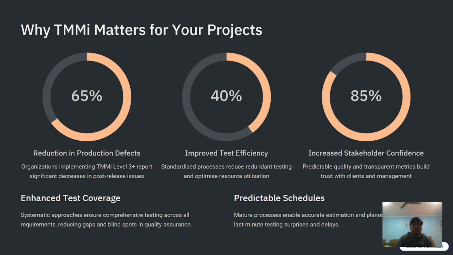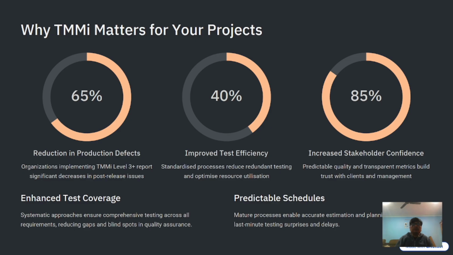Reduction in the production defects. Organizations implementing TMI level 3 plus report a significant decrease in post-release issues. TMI has the capability to reduce 65% of the defects which are going into production. That's a huge number, and that has been proved with the help of the numbers analyzed for many kinds of projects by the TMI organization.